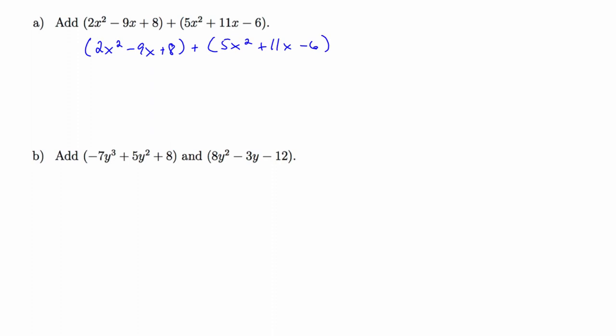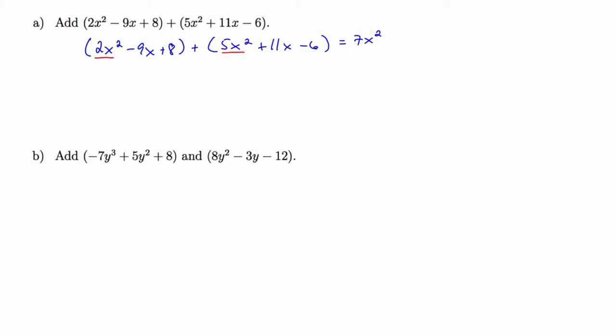So to begin this process, we need to first identify the highest degree term, and we can see that the highest degree in both polynomials is a second degree. And then we will simply add those second degree terms together. 2x squared plus 5x squared is 7x squared.